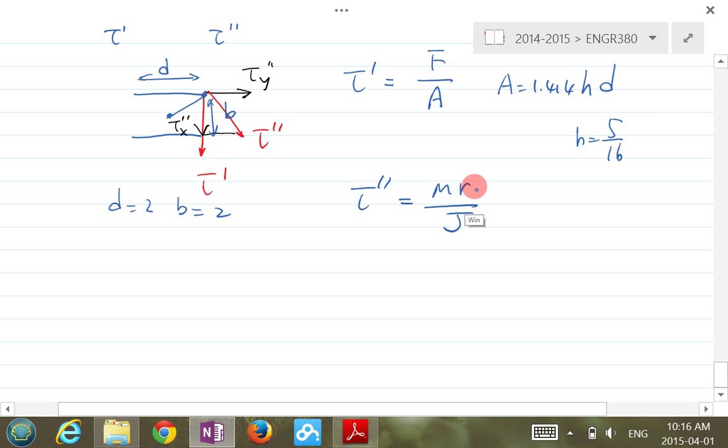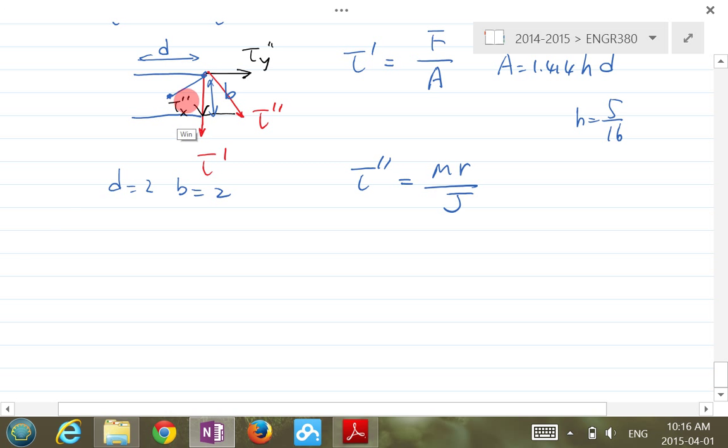So, if I calculate this tau double prime, I need to get M, of course, that's easy. J, that's from the table, that's fine. And r, I need to calculate this portion here, and that can be calculated from geometry. But then, once you get the tau double prime, you have to use tau double prime times the cosine of this angle to get tau x double prime, and times the sine of this angle to get tau y double prime. So it involves a lot more calculation.